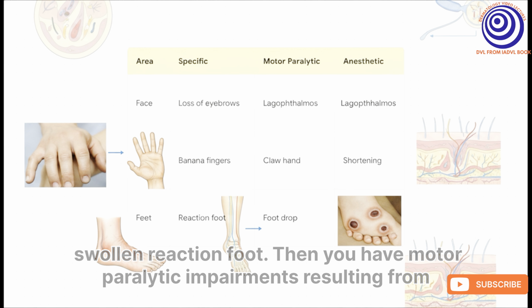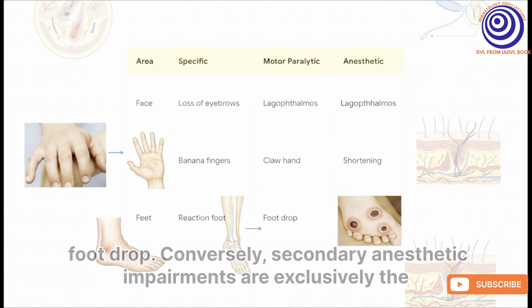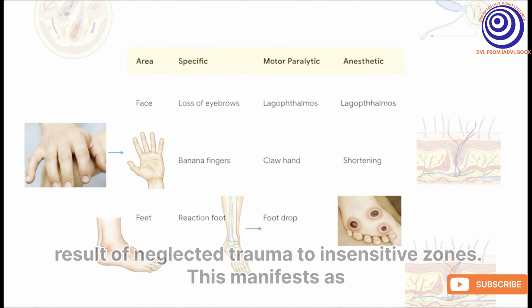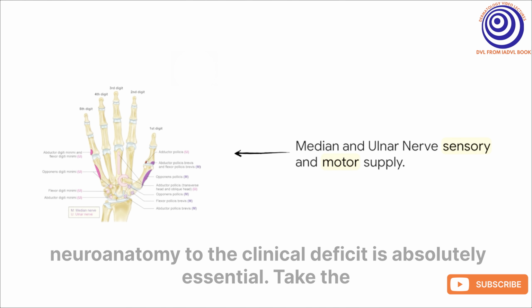Then you have motor paralytic impairments resulting from motor nerve destruction, right? That leads to lagophthalmos, claw hand, and foot drop. Conversely, secondary anesthetic impairments are exclusively the result of neglected trauma to insensitive zones. This manifests as corneal exposure, digit shortening, and recurrent plantar ulcers. Connecting the neuroanatomy to the clinical deficit is absolutely essential.